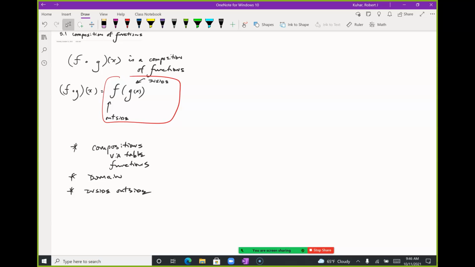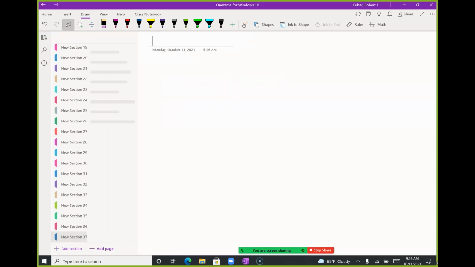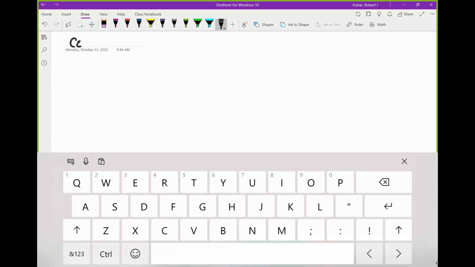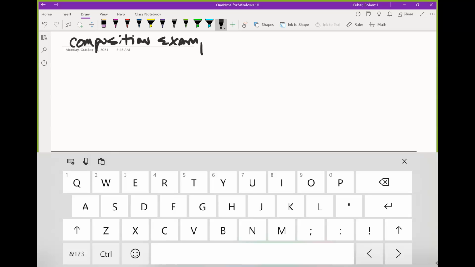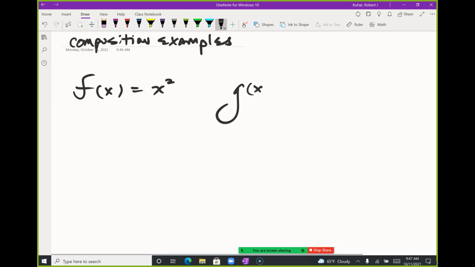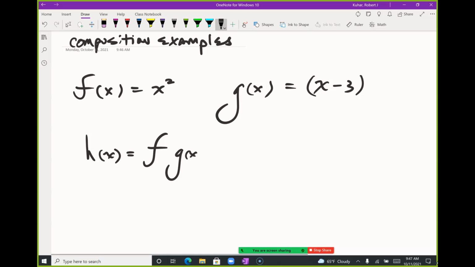So let's start with just plain old composition of functions, because that's the main thing I need you to be able to do, right? So, composition examples. Let's say f of x is x squared, g of x is x minus 3. Right? So I can see the two functions, and we're going to find the composition h of x, which is f composed of g of x.